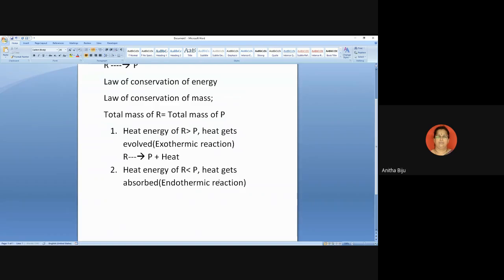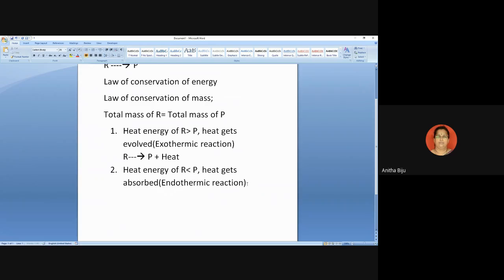So in order to follow the law of conservation of energy, what will happen? Extra energy is provided to the reactant. Because of that, heat energy gets absorbed during the time of reaction. Endo means taking inside. Exo means moving outside. So such reactions are known as endothermic reaction.